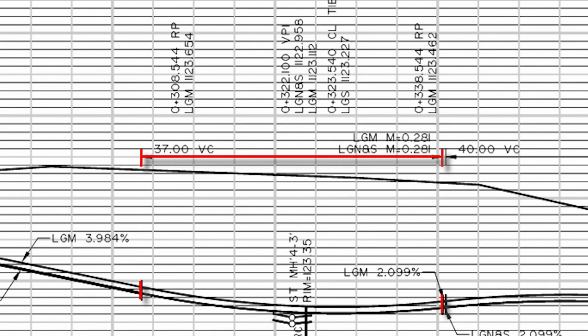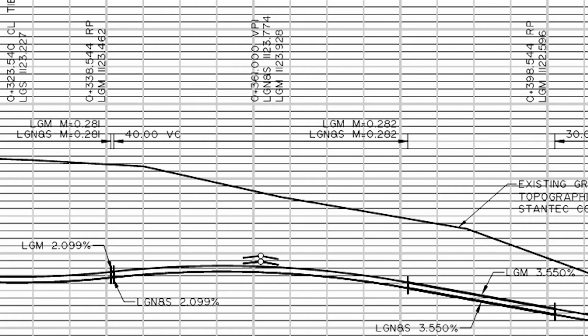gutter below. In this example, the VPI is at station 0+361. The slope into the vertical curve is 2.099% and the slope out of the vertical curve is 3.55%. The VPI on the north and south lip of gutter is 1,123.774 and the median lip of gutter is 1,123.928. The length of the vertical curve is 40 meters.